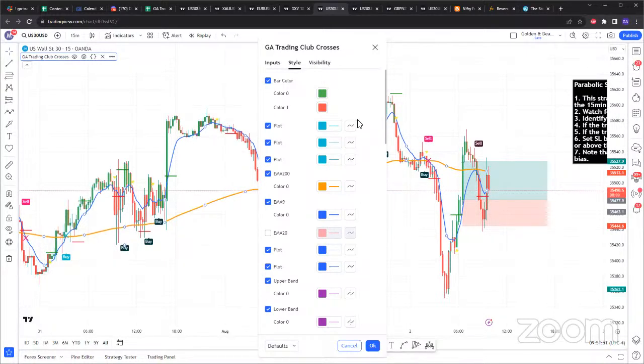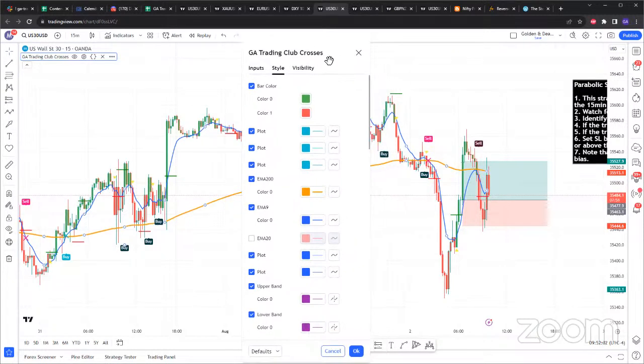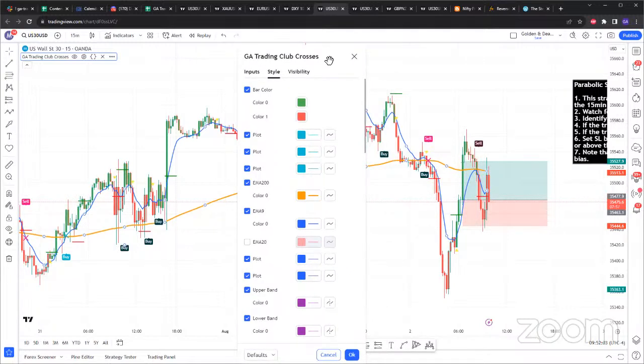Just a quick question. I just loaded the new version, and this bar color, how do you activate them? What do you mean activate? Oh, you just check the box right here.